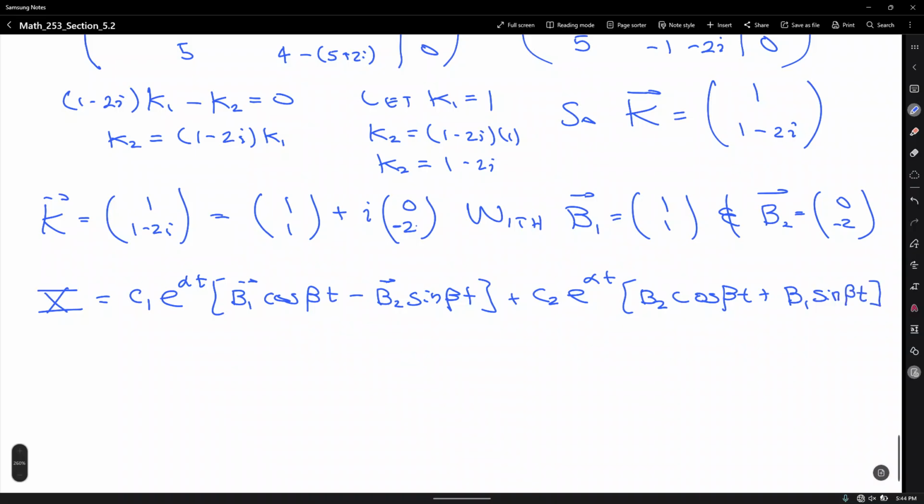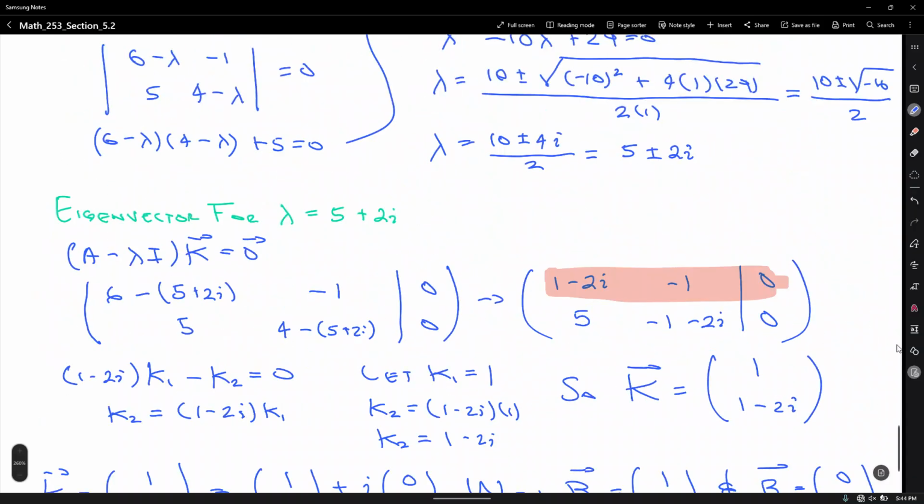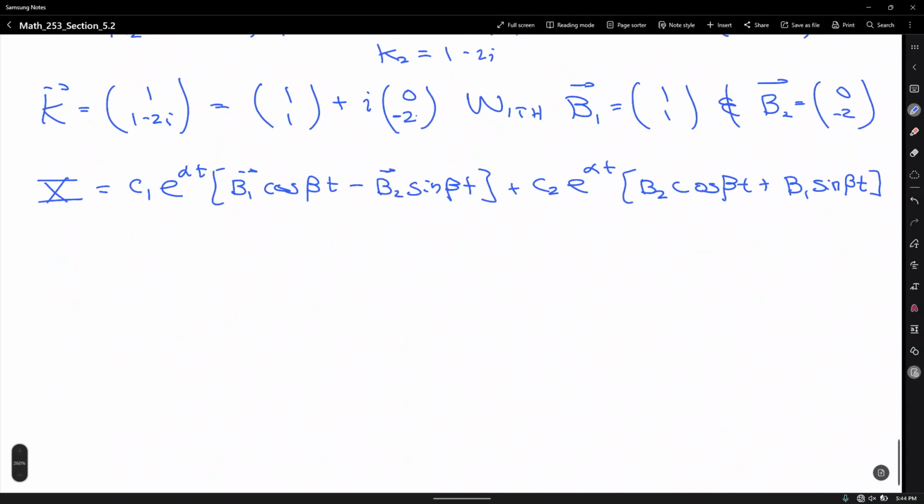What's alpha? What's beta? Well, alpha and beta are the real and imaginary parts of the complex eigenvalue, respectively, right? So alpha, what was that? Wasn't that alpha equals 5, beta equals 2? Alpha equals 5, beta equals 2. I'm not going to write b1 and b2. You have them at the top, so simply go like this.